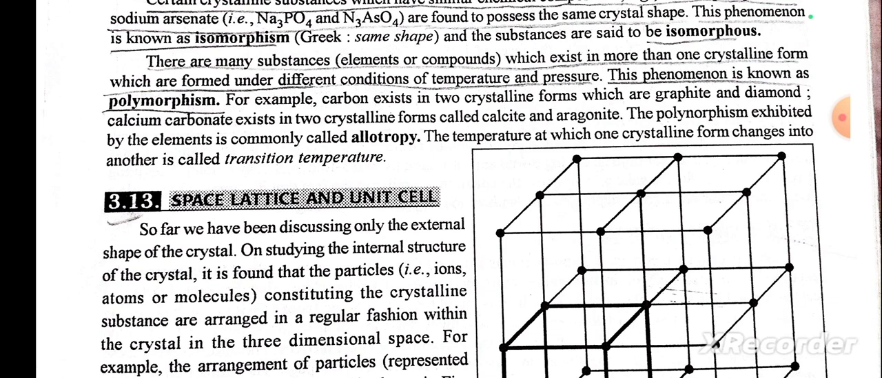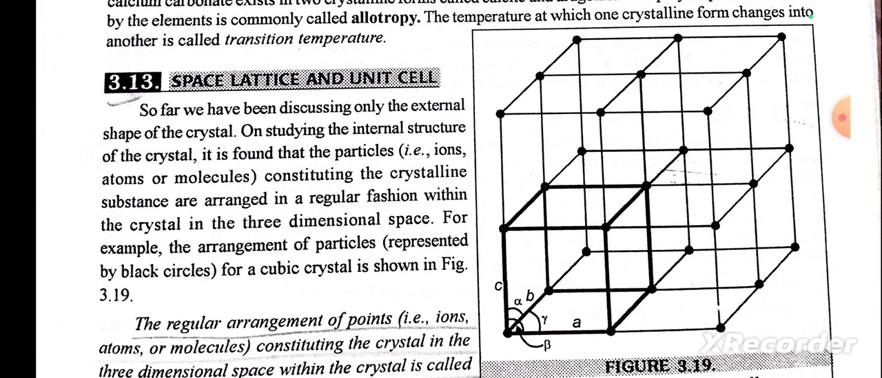The polymorphism exhibited by an element is called allotropy, and the temperature at which one crystalline form changes into another is called the transition temperature. Space lattice and unit cell.